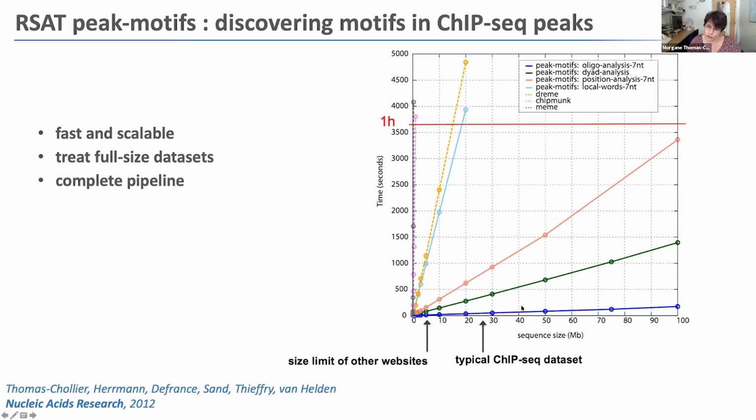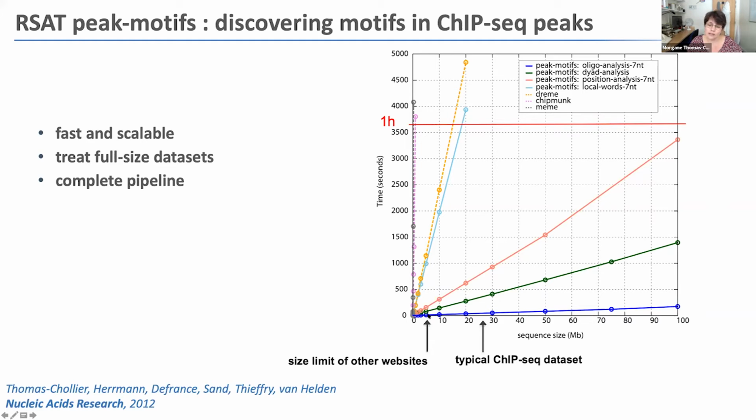So I like to show this plot because it illustrates really this conclusion. What you see on the x-axis is the sequence size. And this arrow shows a typical ChIP-seq data set of around 25 megabytes. And the size limit of the websites most of the time was around 5 megabytes.